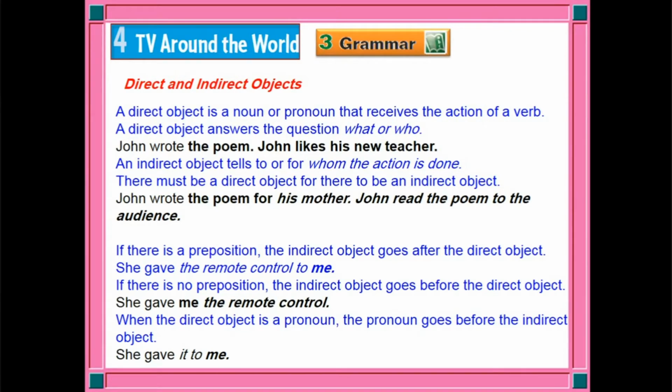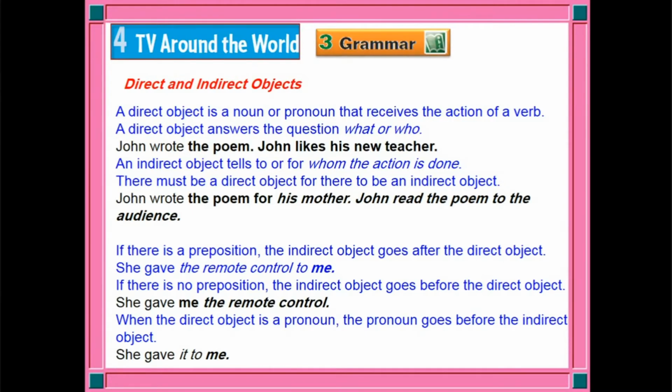اوكي يبقى يا شباب if there is a preposition to or for, لو في حروف جر زي to or for, the indirect object goes after the direct object. المفعول الغير مباشر بيجي بعد المفعول المباشر. On the other hand, if there is no preposition, لو مفيش حرف جر, the indirect object goes before the direct object. بيكون المفعول الغير مباشر قبل المفعول المباشر يا شباب.